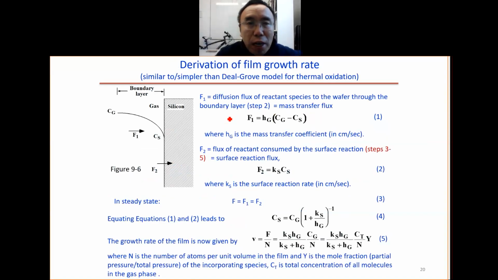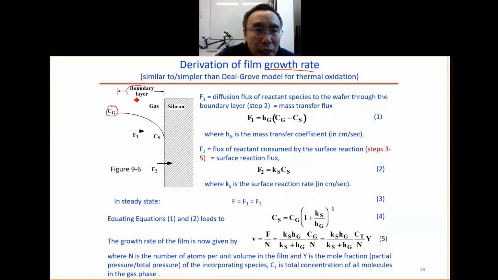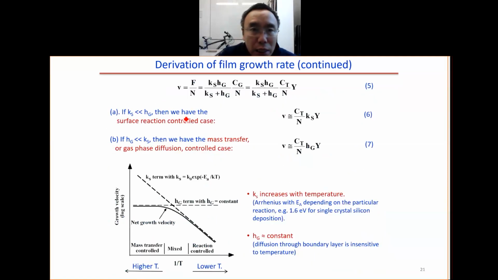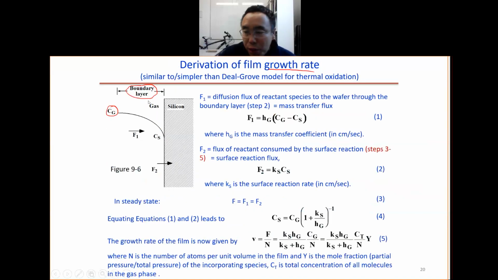Now let's look at a simple model for the deposition growth rate. So here we have this one. This is the gas from the gas stream. Here we have the boundary layer, the boundary from the mainstream to the surface. This is the boundary layer.